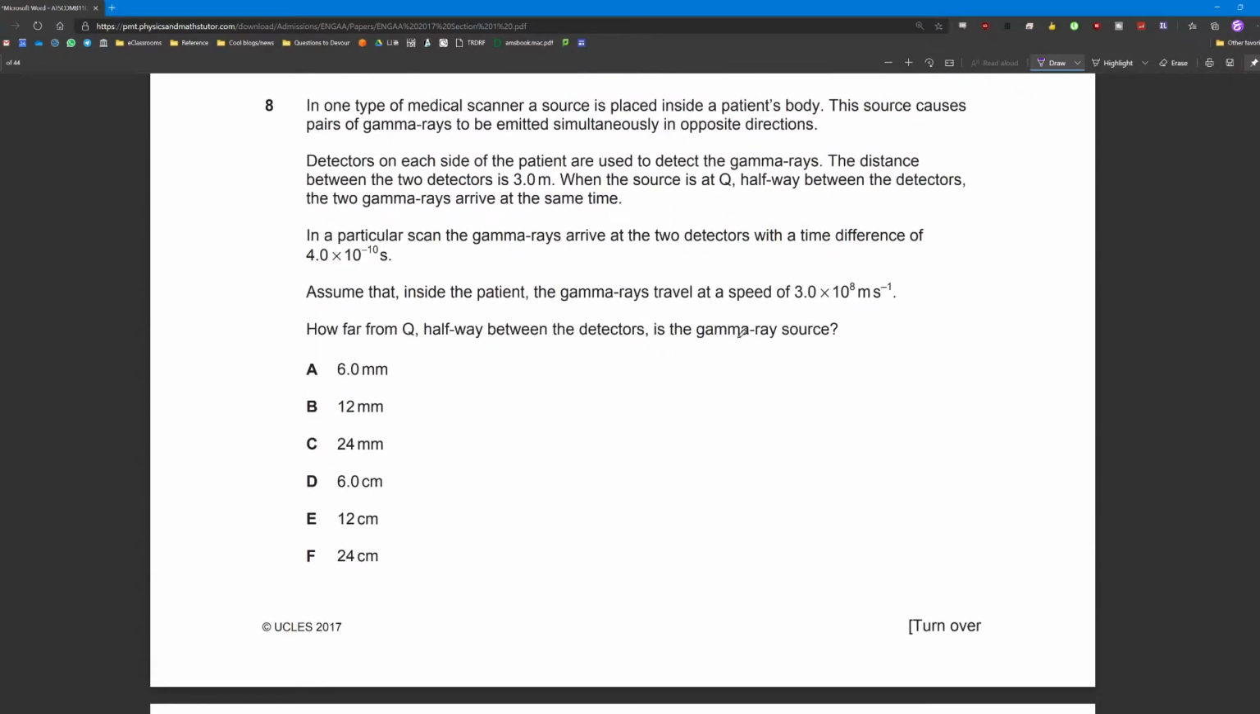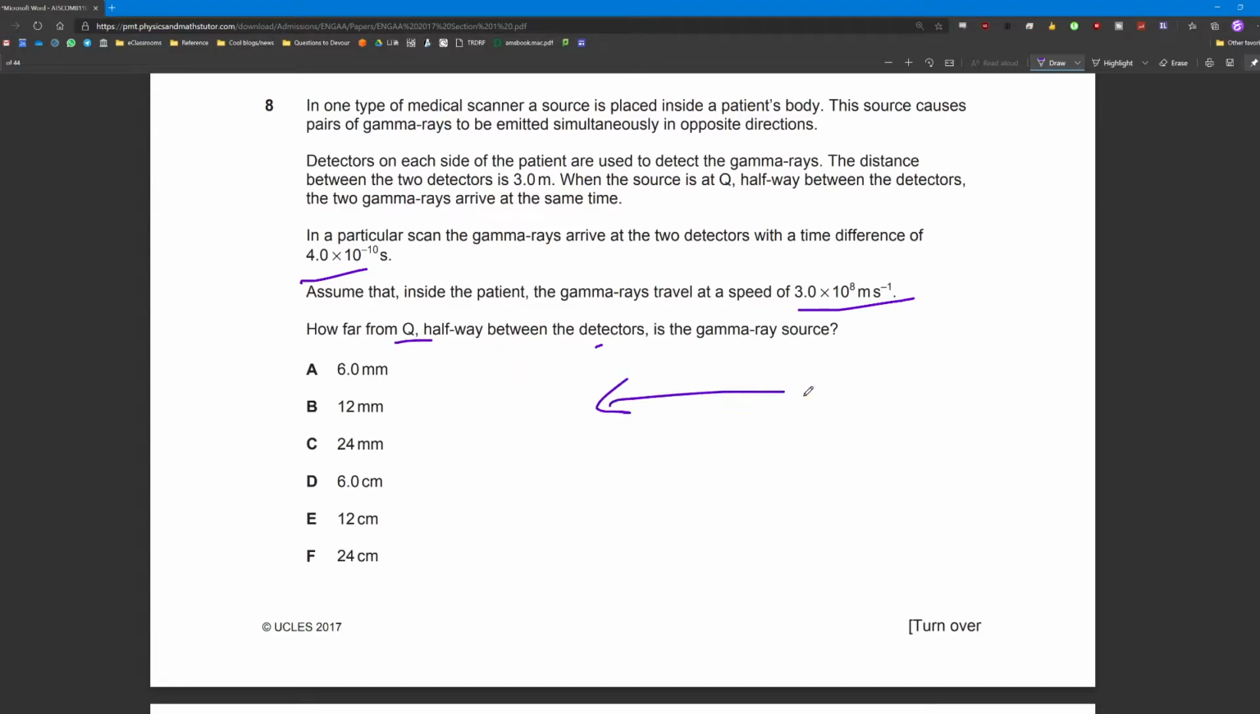Alright, next question. In one type of medical scanner, a source is placed inside a patient's body. This source causes pairs of gamma rays to be emitted simultaneously in opposite directions. Okay, detectors on each side of the patient are used to detect the gamma rays. The distance between the two detectors is 3. When the source is at Q, halfway between the detectors, the two gamma rays arrive at the same time. In a particular scan, the gamma rays arrive with a time difference of this. Assume that inside the patient, the gamma rays travel at c. How far from Q, halfway between the detectors, is the gamma ray source?